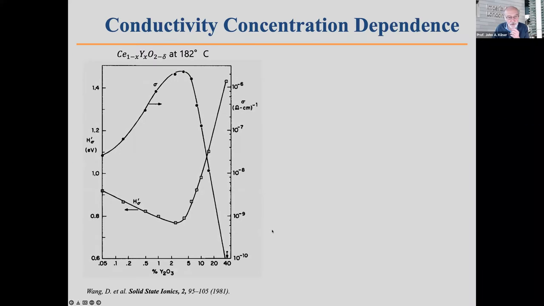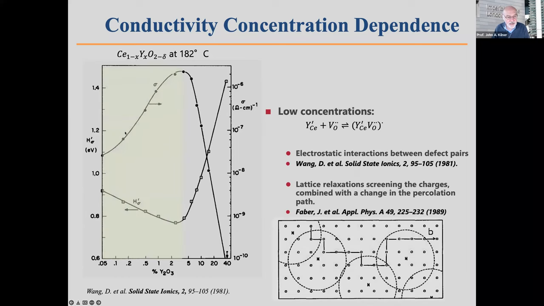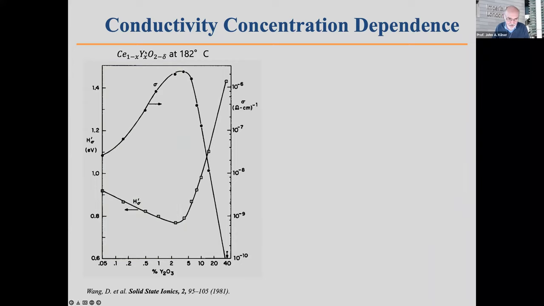Okay, so how do we go about optimizing the conductivity in these materials? Let's first look at how the conductivity changes with the concentration of the additive, of the substitute. And here, some old data on ceria yttria solid solutions. And the first thing to notice is that as we add more and more of the yttria, or in fact any of these substituents, we go through a conductivity maximum. And that is accompanied by a minimum in the activation energy for conductivity.